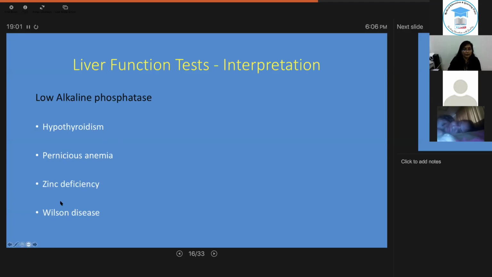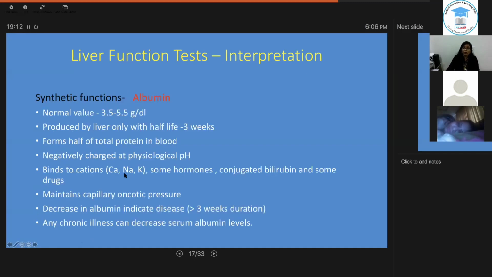So just by looking at a single parameter, you can say Wilson disease can be the cause for that particular liver disease problem. Now coming to the second group of tests, that is the synthetic function. Synthetic function includes, the most important is albumin. Albumin is a protein which has a normal value of 3.5 to 5.5 grams per deciliter. It has a long half-life of 3 weeks.